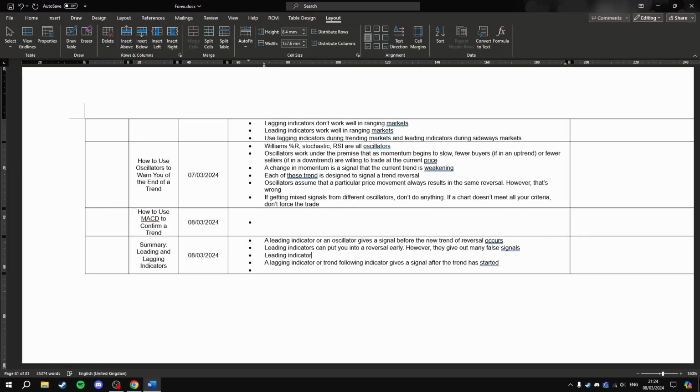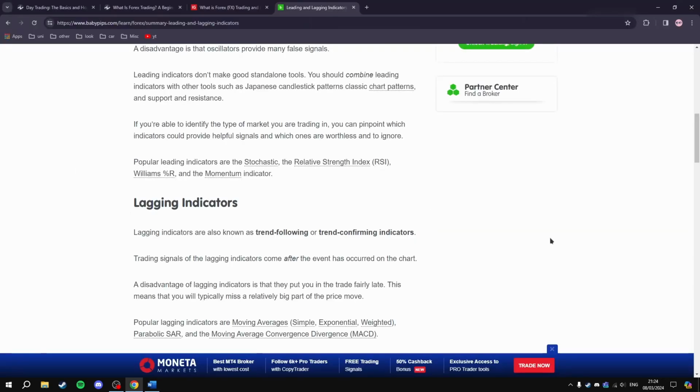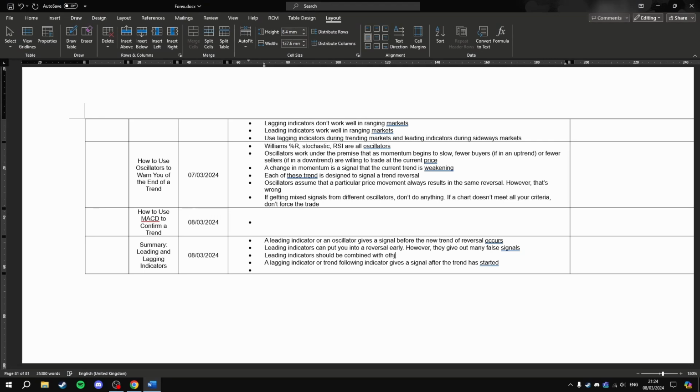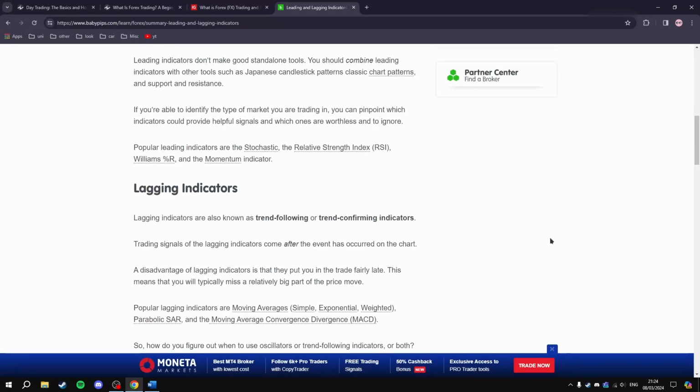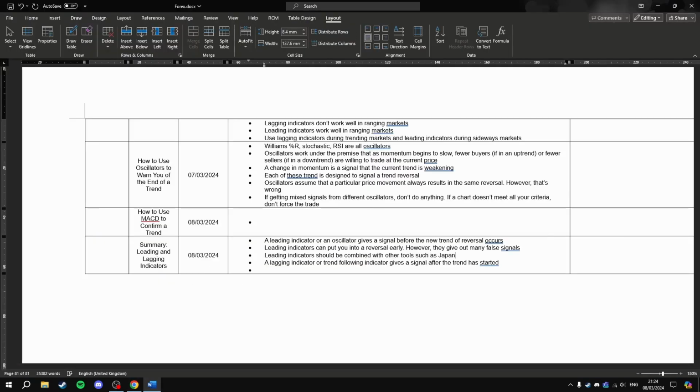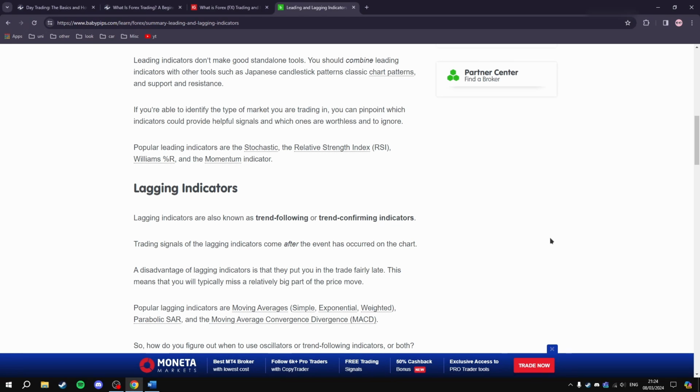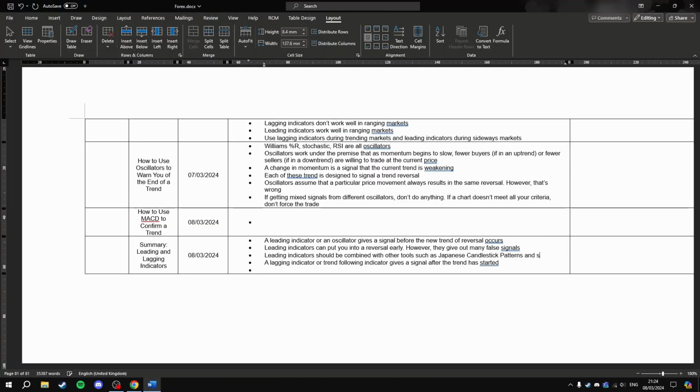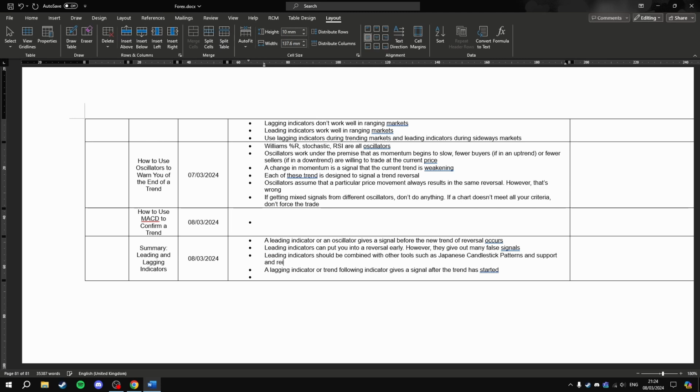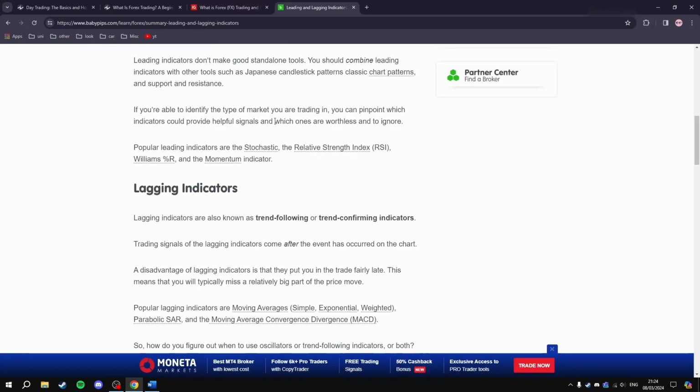Leading indicators should be combined with other tools such as Japanese candlestick patterns, and supports and resistance. If you're able to identify the type of market you are trading in, you can pinpoint which indicators could provide helpful signals and which ones are worthless and to ignore.